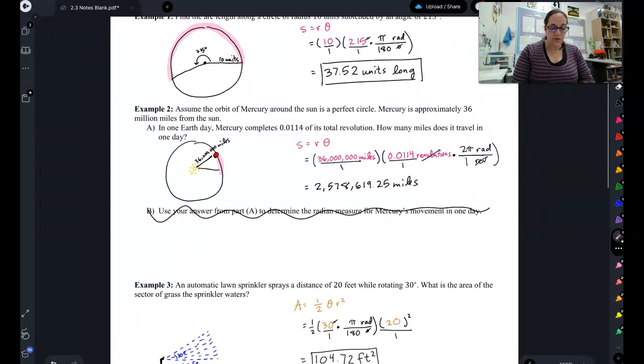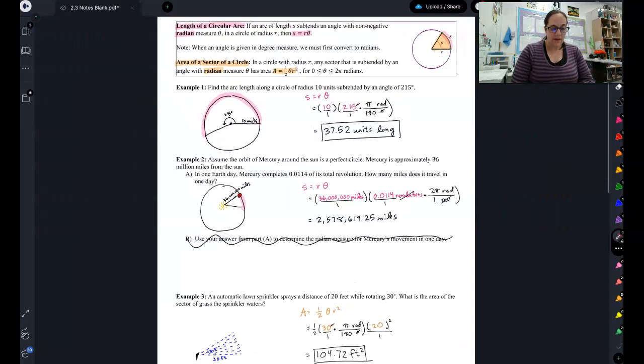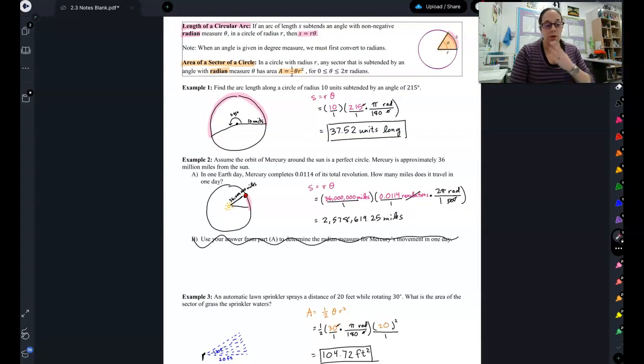And that is the first half of our lesson. Everything with length of a circular arc and area of a sector of a circle. In the next half of the lesson, we're going to introduce 2 new equations that we'll talk about for the second half.